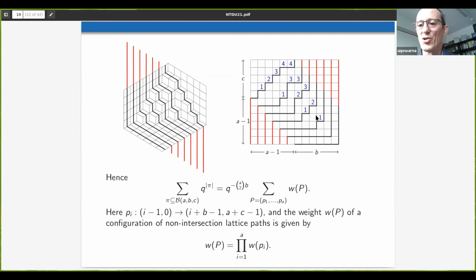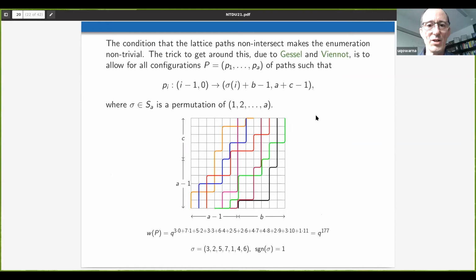If these paths could just intersect, then it would be trivial, and you could probably give it to a bright high school student or a first-year undergraduate student to figure out the number of these configurations. But the non-intersecting property makes this a difficult combinatorial problem. So there's a little trick that you can do to make this into that easy problem that everyone can solve.